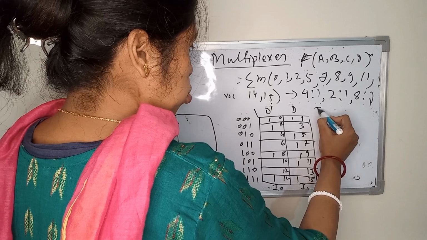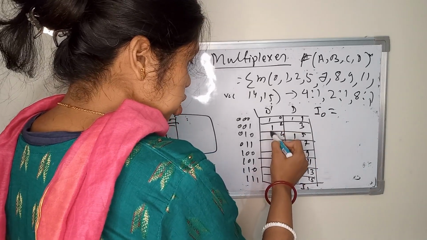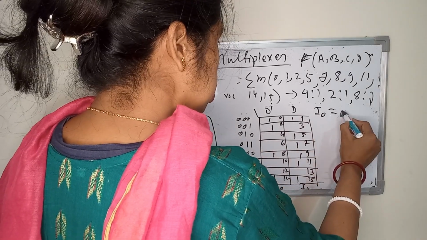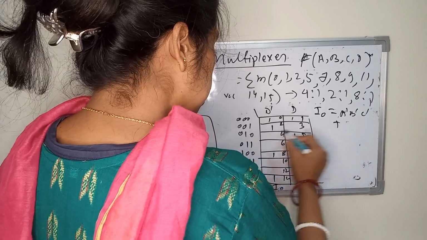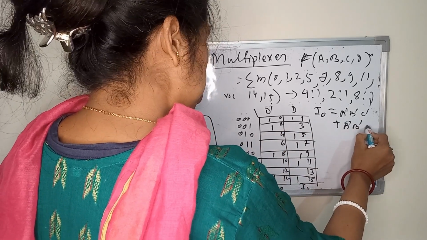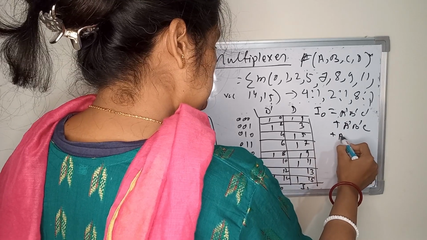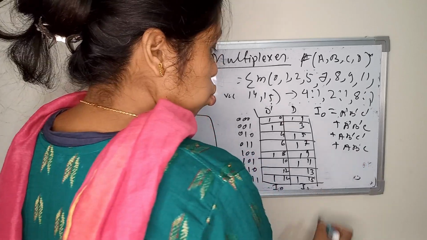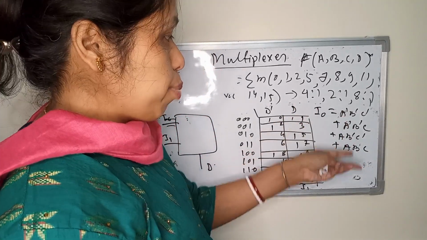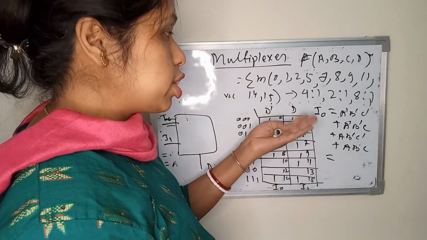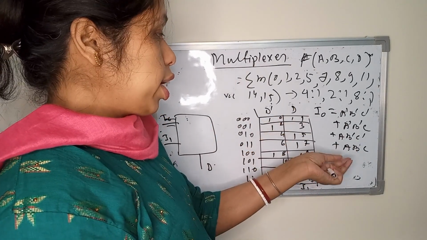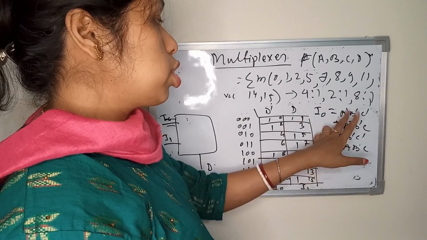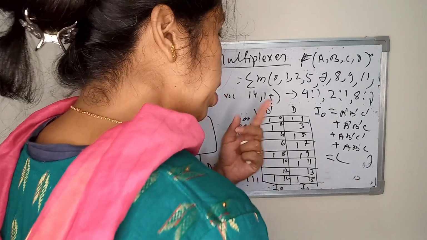So what will be my I naught? I naught is one for these four combinations. So 0, 0 means it is A prime, B prime, C prime plus A prime, B prime, C plus A, B prime, C prime plus A, B, C. You can also use the K-map for minimizing this expression. This I have already discussed. So you can get a minimized expression by using one more K-map, a three variable K-map, and you will get one expression.